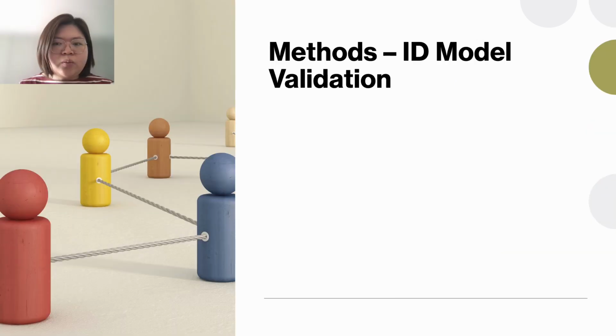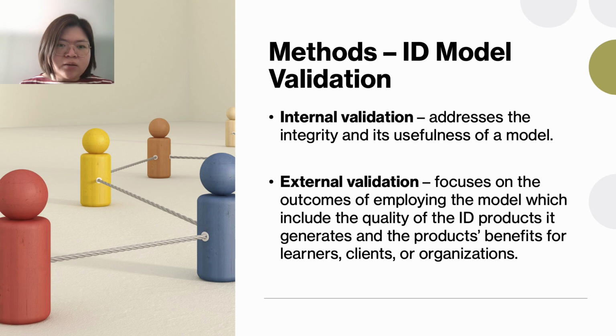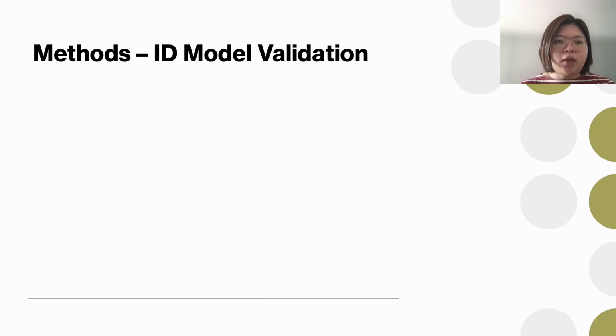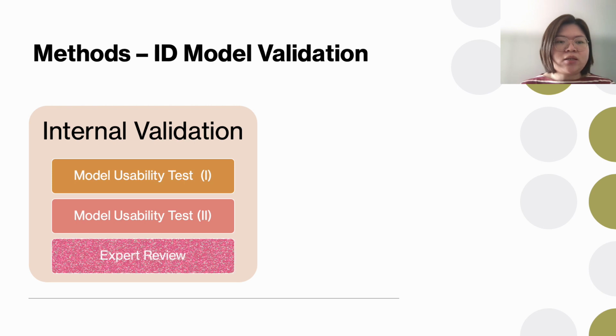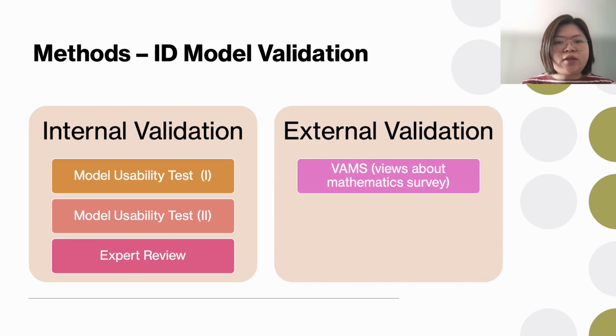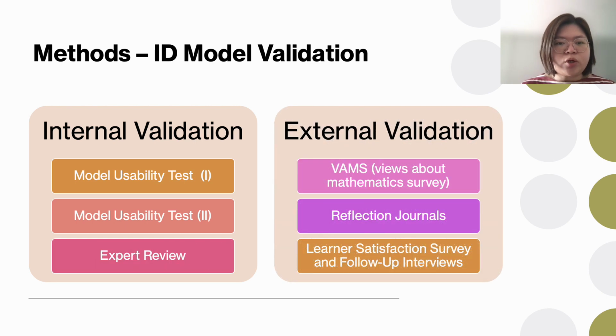A developed model may be validated internally and externally. Internal validation addresses the integrity and the usefulness of the model. External validation focuses on the outcomes of employing the model, which includes the quality of the ID products generated and the product's benefits for learners, clients, and organizations. Internal validation can be done through model usability tests and expert review. External validation can be done through field evaluations, which consist of VAMs, reflection journals, learner satisfaction surveys, and follow-up interviews.